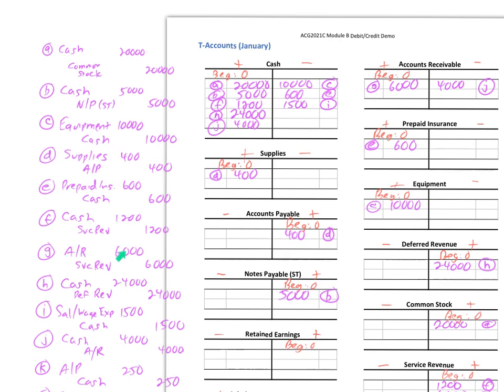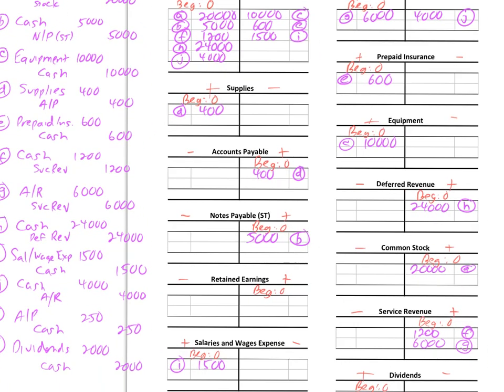G, accounts receivable going up $6,000 goes to the left side of the T account. Service revenue up $6,000 is going to go to the right side of the T account, down right about there, right? 6,000 is going to go down here. Next one is cash going up 24,000, goes to the left side of the cash T account for letter H. Deferred revenue, right side, letter H.